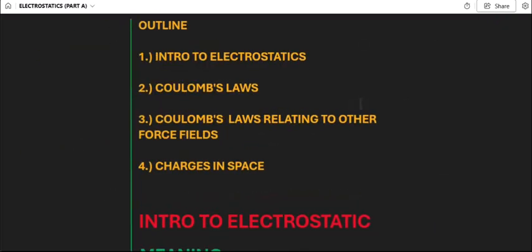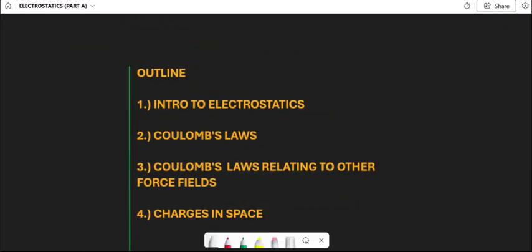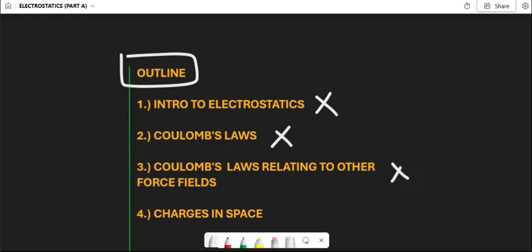Coming to the outline, the very first thing we are going to discuss is the introduction to electrostatics. We're going to discuss Coulomb's law, and we're also going to relate Coulomb's law with other force fields, and we're going to learn about charges in space.